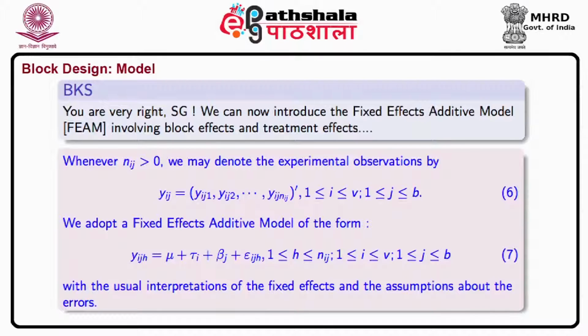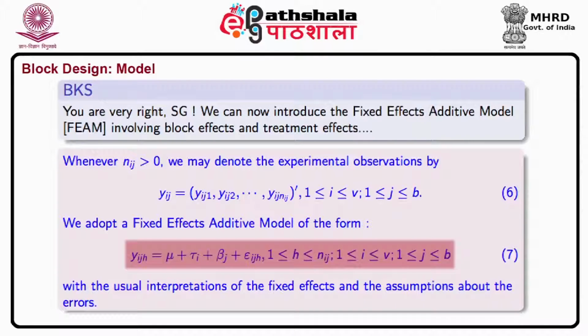So provided this is positive, we may denote the experimental observations specific to this ij combination as y_ij, a vector, y_ij1, y_ij2, dot dot dot, y_ij n_ij. So whenever n_ij is positive, I know there are so many observations, experimental units corresponding to the combination ij, and therefore so many observations have been generated. Now we adopt a fixed effects additive model.